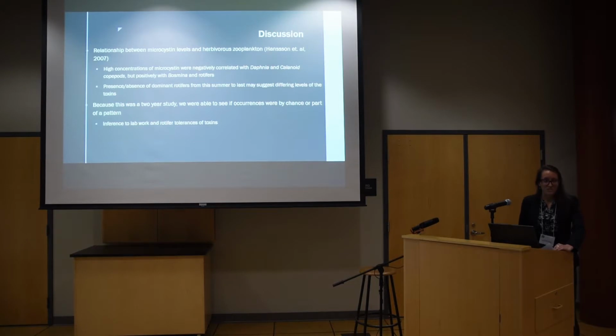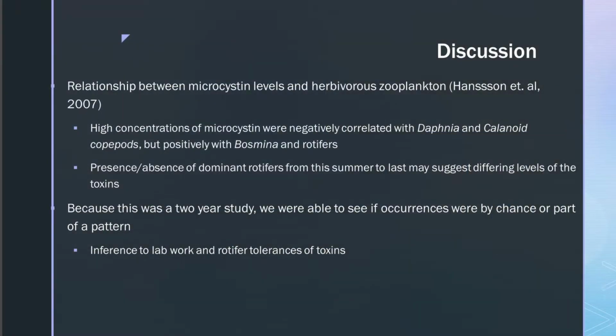So there could be a relationship between the microcystin levels and the rotifers. As other large zooplankton such as Daphnia and calanoid copepods have a negative correlation with them, Bosmina and other rotifers have a positive correlation. The presence of certain rotifers, as I mentioned in the 2 comparing graphs, their presence last summer compared to this summer could be the result of the presence or absence of the differing levels of the toxins.